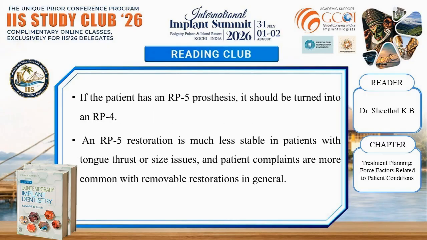If the patient has an RP5 prosthesis, it should be turned into an RP4. An RP5 restoration is much less stable in patients with tongue thrust or size issues, and patient complaints are more common with removable restorations in general.